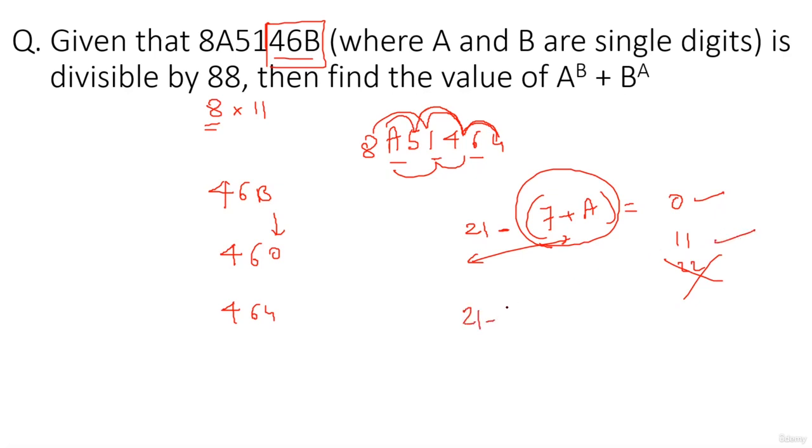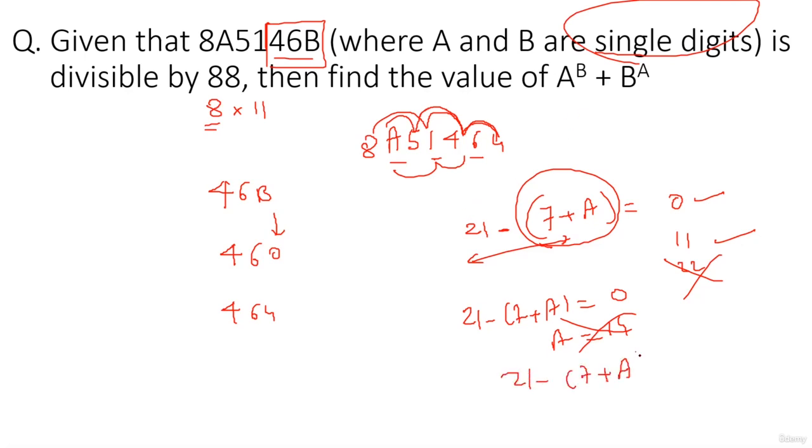So 21 minus 7 plus a, अगर हम first case लेते हैं, is equal to 0, I'll get a is equal to 14. Impossible, because a is a single digit. As per the question, a and b both are single digits, right? The next possibility can be 21 minus 7 plus a being equal to 11. If that is the case, 7 plus a is equal to 10 or a is equal to 3.